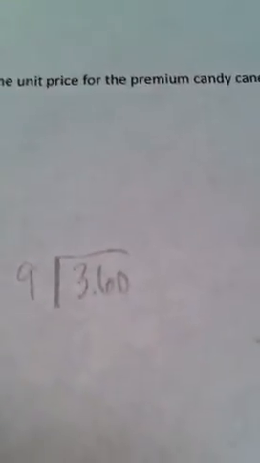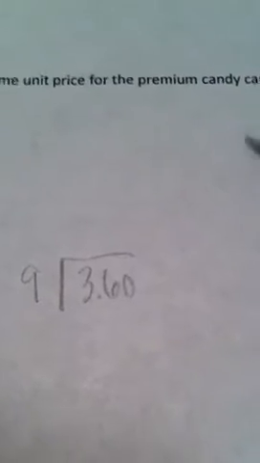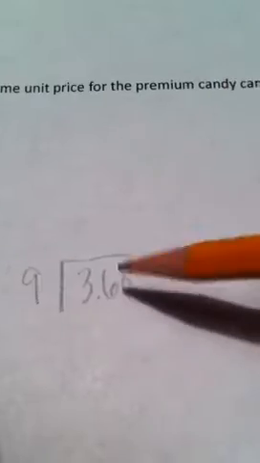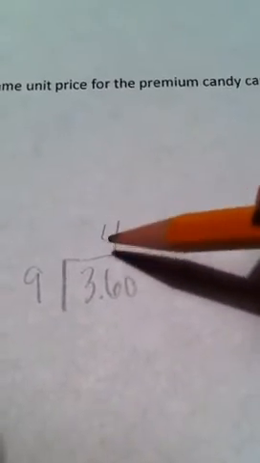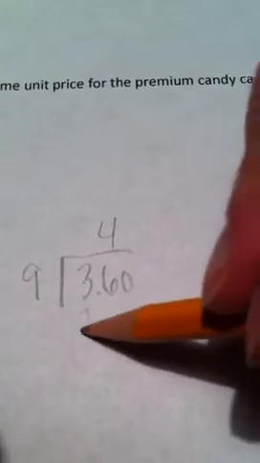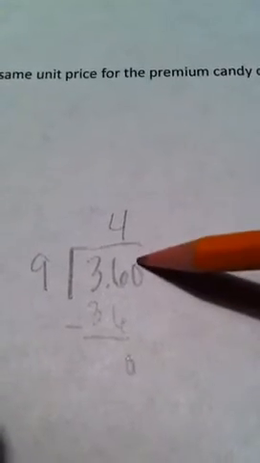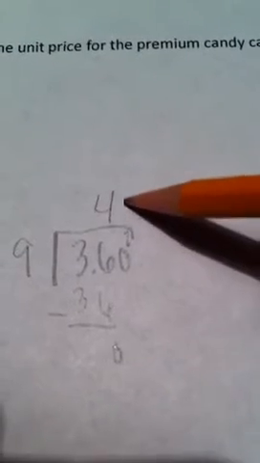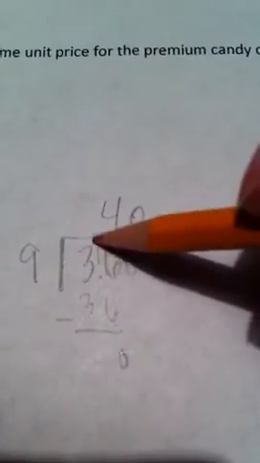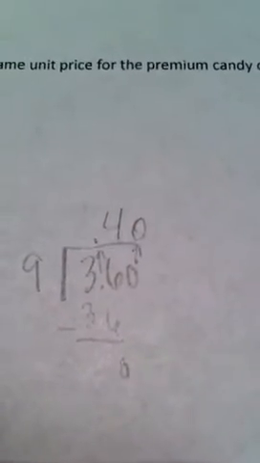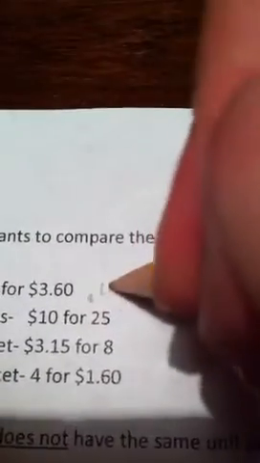So I'm always going to put the money inside the house and the amount outside the house. Okay, so 9 will not go into 3, but 9 will go into 36 4 times. 4 times 9 is 36. I subtract and get 0, and I bring that 0 up, and then I also must bring my decimal up. So 40 cents at Sprouts. So what I'm going to do is I'm going to put 40 cents so that I know.